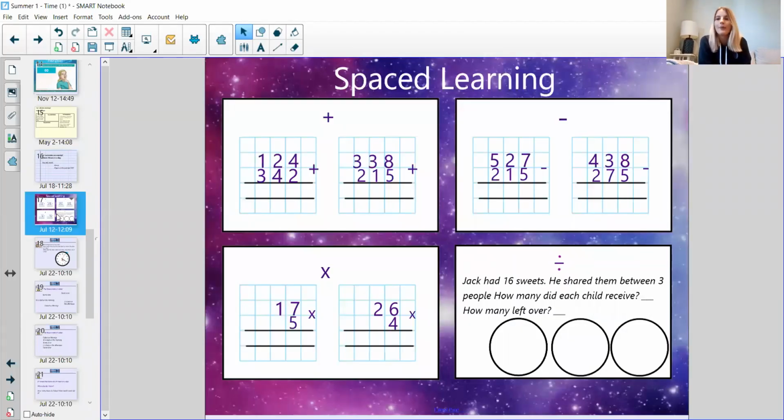So first up, like we would in our maths lessons at school, we've got our spaced learning. So you've got a column addition, column subtraction, column multiplication, and division to have a go at. So again, you should pause the video to have a go at these, and then when you're ready to move on, just press play.